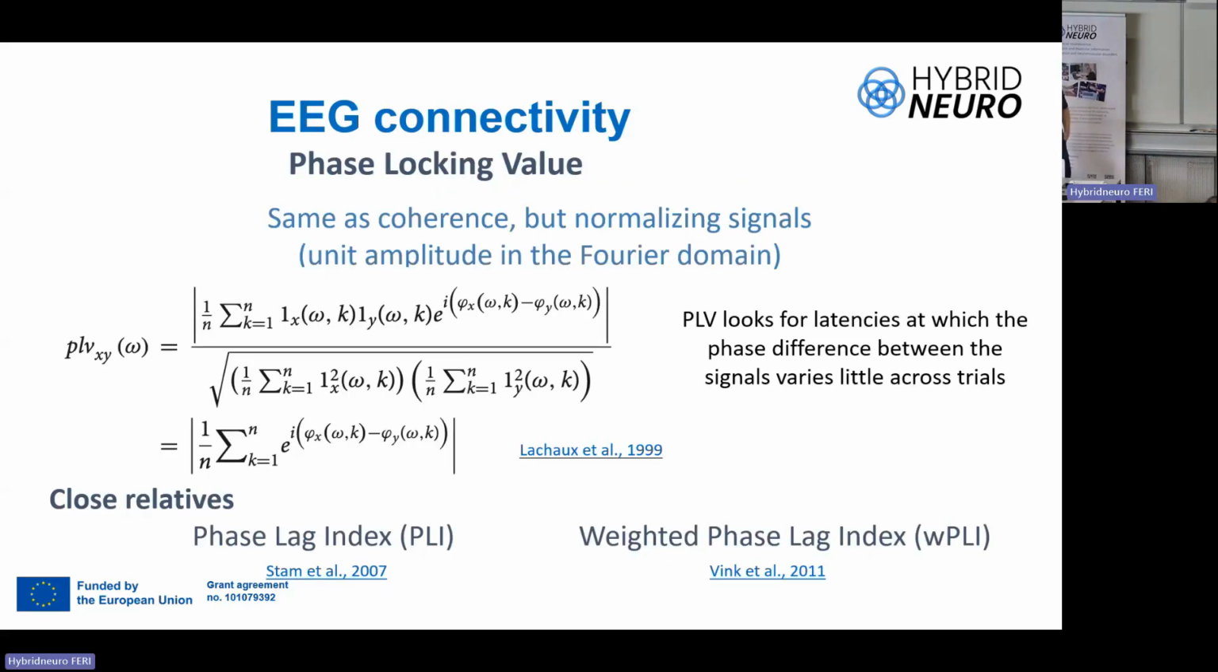Related to this phase synchronization, we have the technique of phase locking value. The phase locking value is the same as coherence, but considering the magnitude of the Fourier transform as 1 in all frequencies. We remove any problem about the energy of different frequencies because we always consider only 1. So we need only this part from the phases.